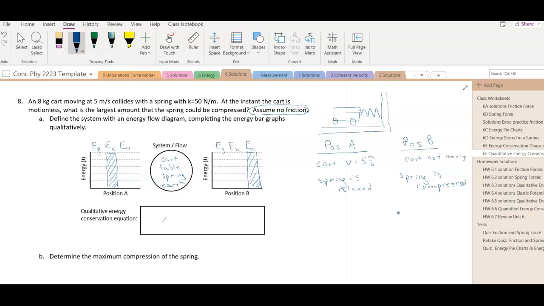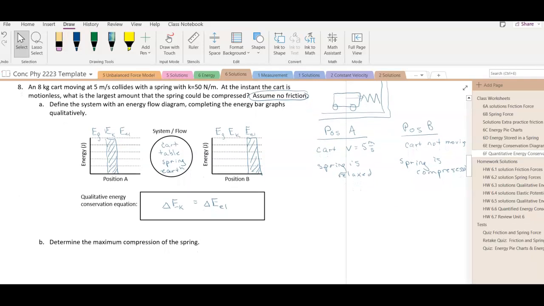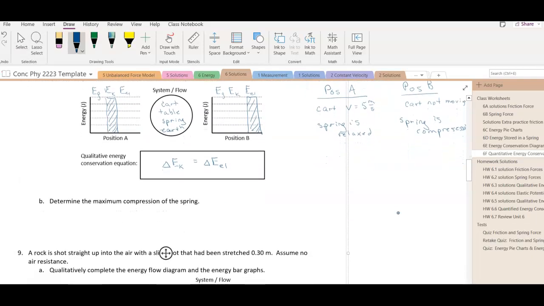And so I'm going to write the conservation equation. The change in the kinetic energy of the cart equals the change in the elastic potential energy. Okay, so now I have a description of what's happening, and I've got an energy conservation equation. Can I use it to determine the maximum compression of the spring?